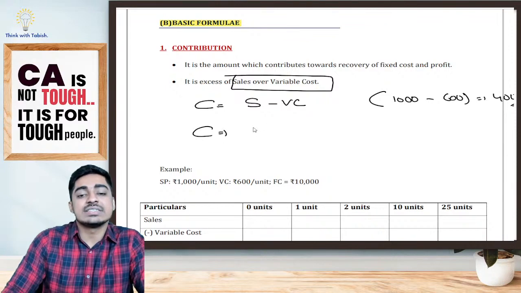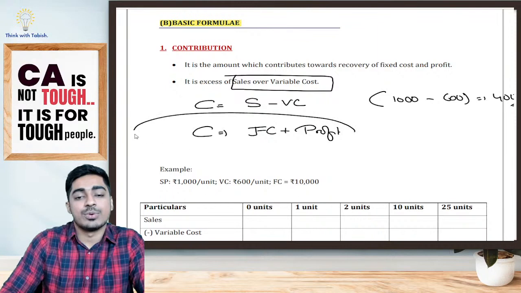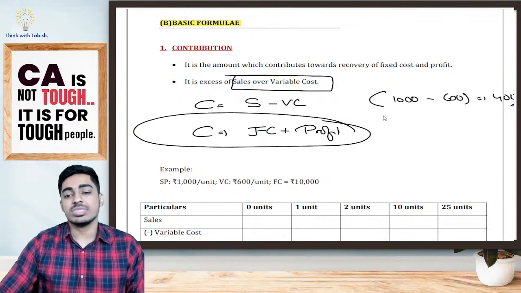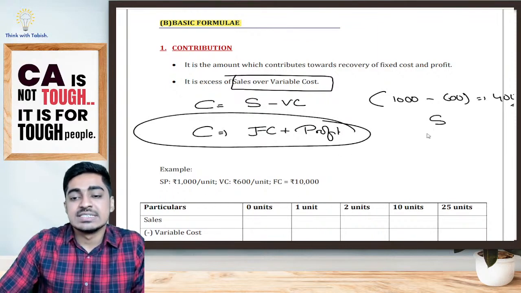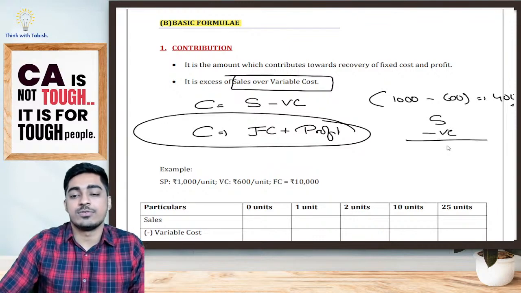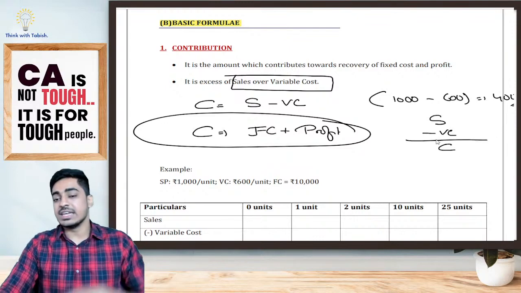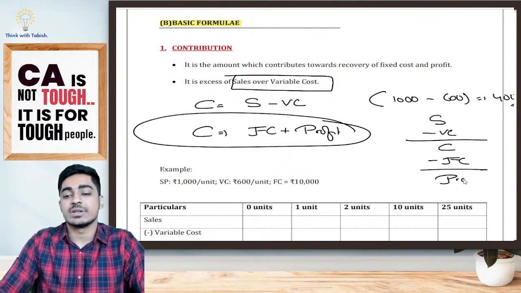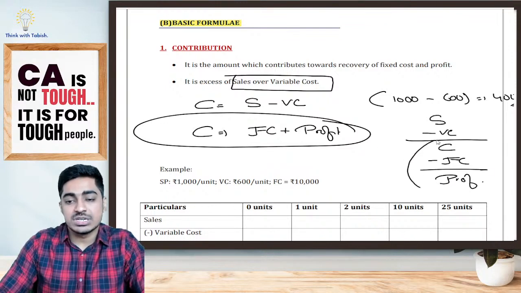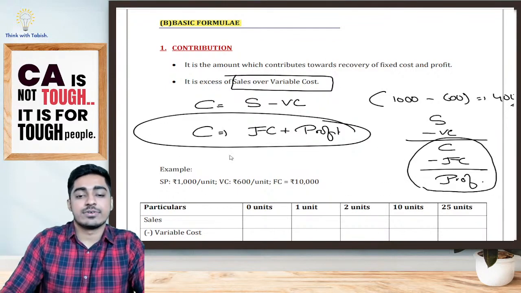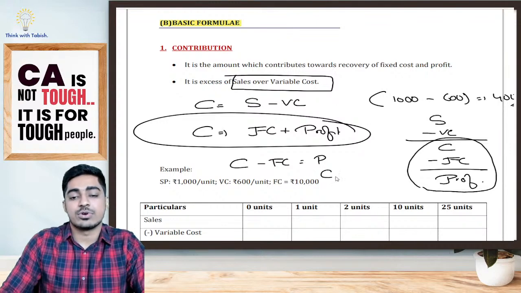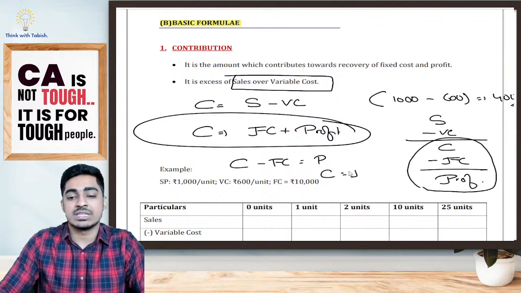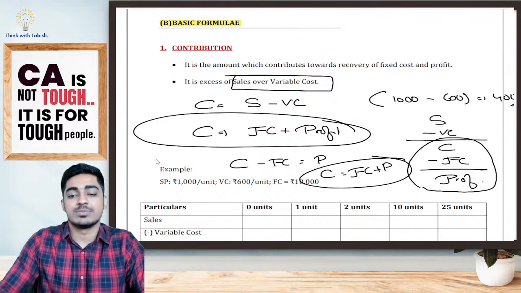Contribution, I can also get it as fixed cost plus profit. Now, how did we get this formula? Look at the marginal cost sheet. Sales minus variable cost, we have told, is contribution. Again, from contribution, if we reduce fixed cost, only then we arrive at the profit. So contribution minus fixed cost is equal to profit. Therefore, taking fixed cost to the other side, contribution is equal to fixed cost plus profit.